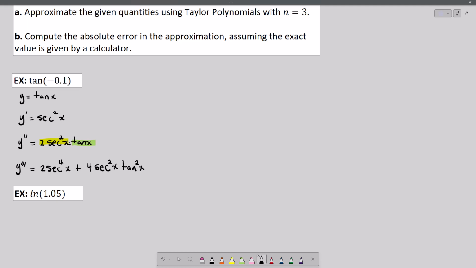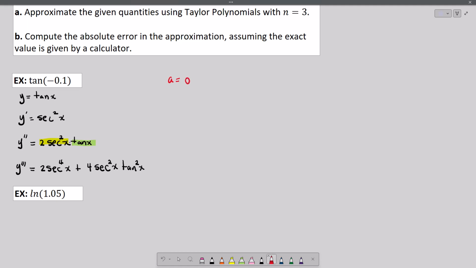So that is our first column for our Taylor polynomial. Second column, we evaluate at the center. So we have to choose a center. The center is going to be a number as close as possible to this value that we're approximating, that's easily evaluated in all these functions down here. So we want to pick a number that's close to that. The obvious choice is, I think I heard it, 0.